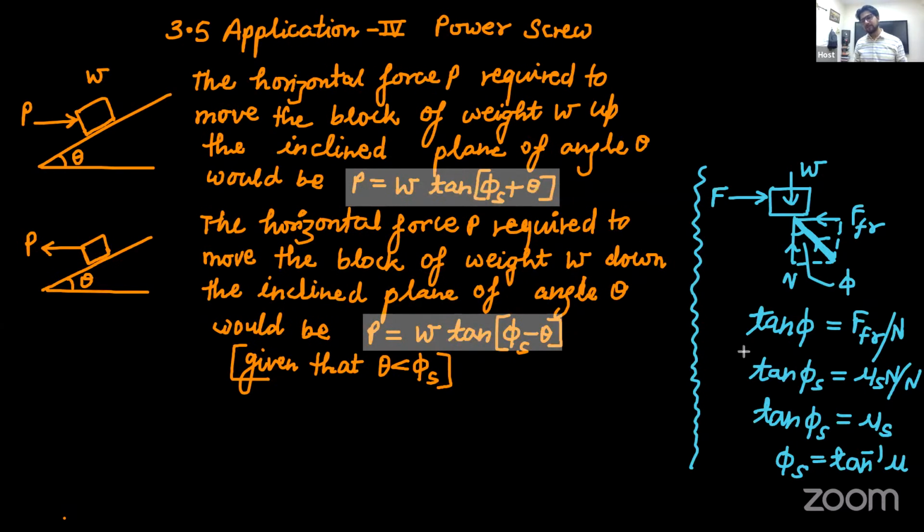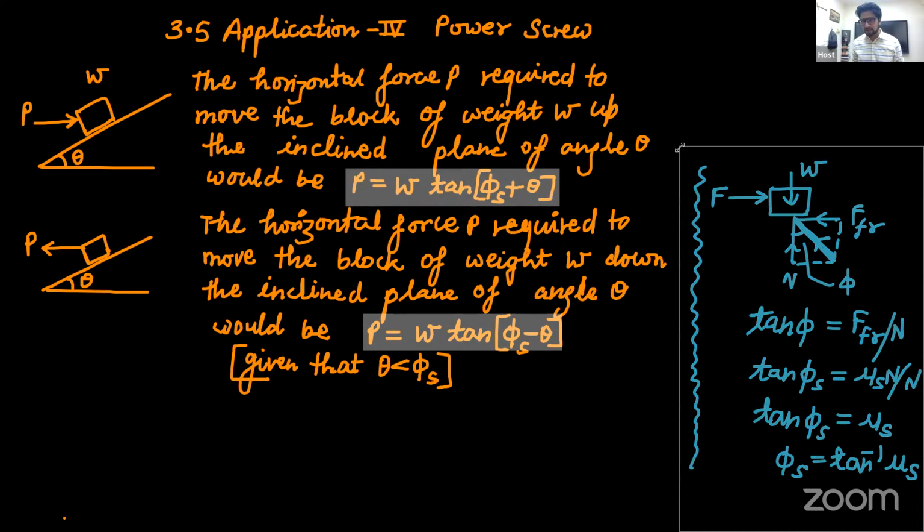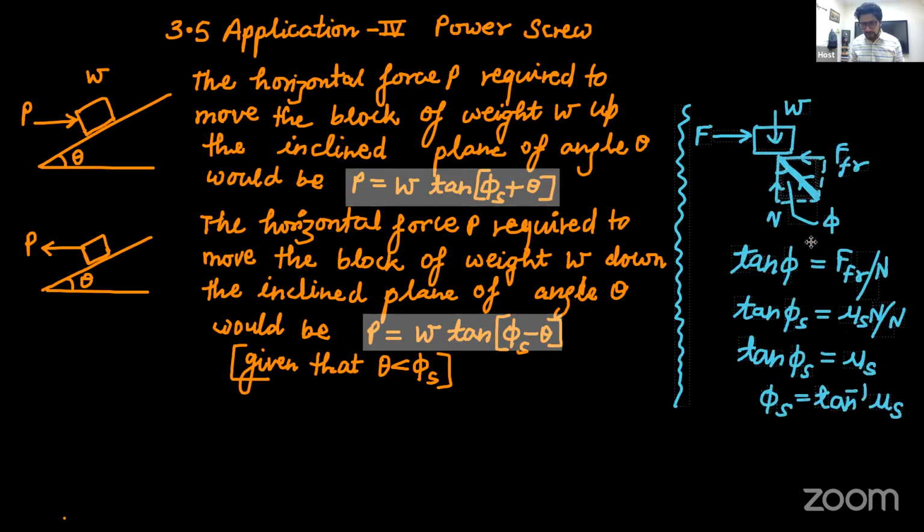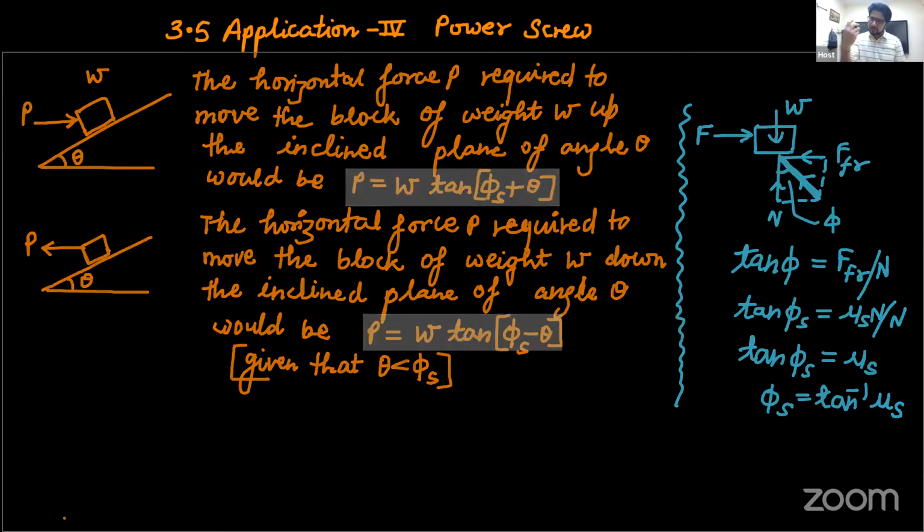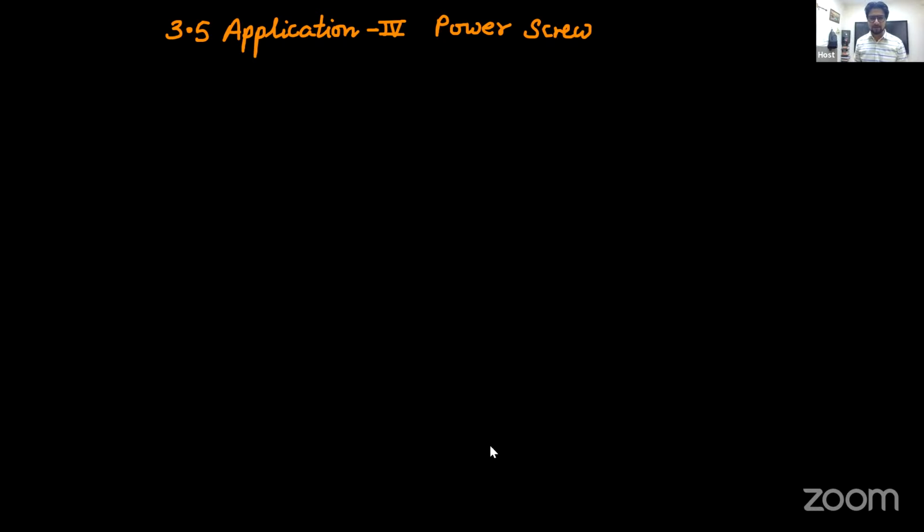Number three, what is phi s? Phi s is called the limiting value of friction angle, and its value is calculated by tan inverse of mu s. Keep in mind these three important results, and then we can go ahead and understand power screw. Once you understand these three things, power screw is actually over, believe me.